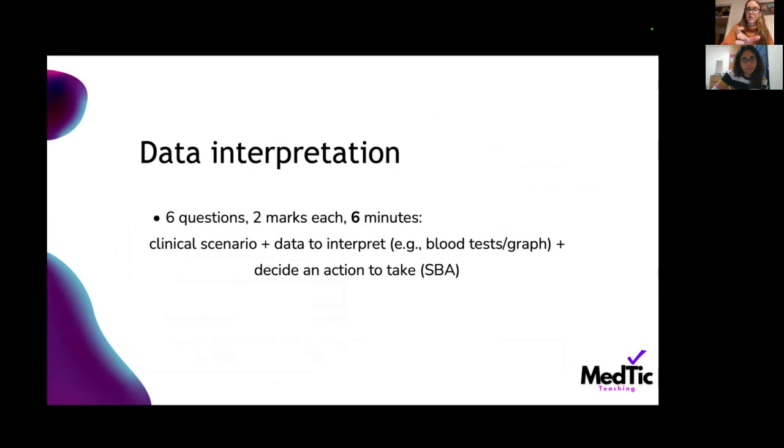You'll be given a clinical scenario here and some sort of data to interpret, whether that's a blood test or a graph like a paracetamol curve. And then you'll be asked to decide an action to take based on that. That might be reducing or increasing the dose, stopping something completely, changing to a different medication, or you might be asked to just not do anything. Okay. So if you like this section, maybe come to this first and then go back to a section that you don't like as much, because there is a chance you may run out of time.